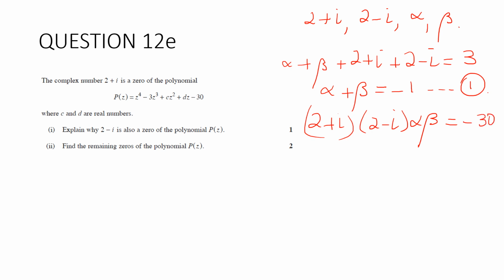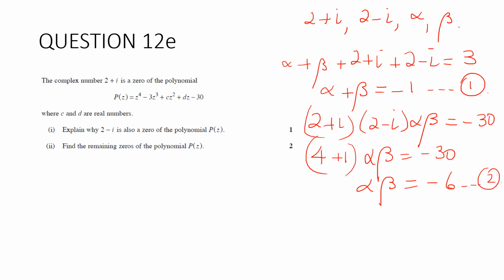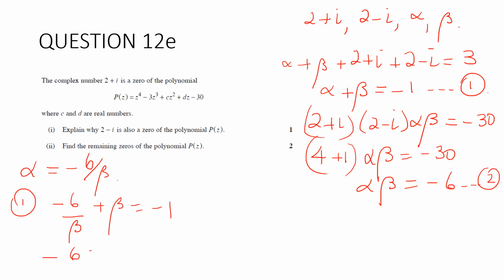Gives me 4 plus 1, alpha beta is equal to negative 30. Alpha beta is equal to negative 30 divided by 5. 30 divided by 5 is negative 6, and there's our second equation. Right, just coming over here, I'm going to let alpha equal minus 6 over beta, and substituting into 1 gets negative 6 over beta plus beta is equal to negative 1. Negative 6 plus beta squared all over beta is equal to negative 1.